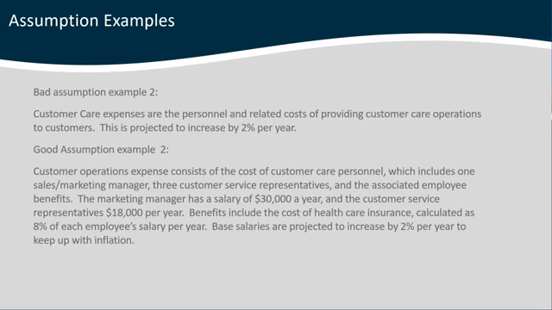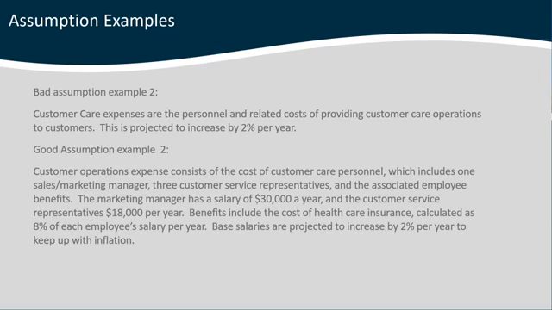Here's another example. For the bad example, customer care expenses are the personnel and related costs of providing customer care operations to customers. This is expected to increase by 2% per year. So it just gave a very generic description of what the line item is, put a rate of increase with no explanation of why.